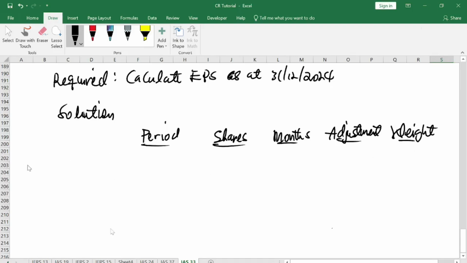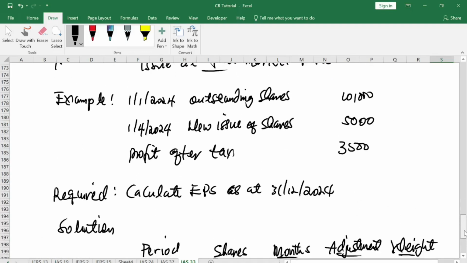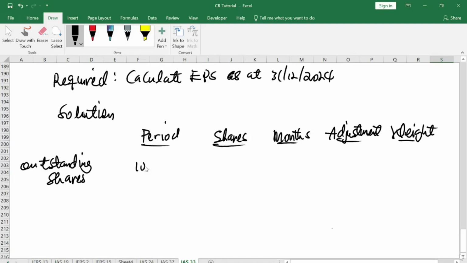You have your outstanding shares from the beginning of the accounting year. How much was your outstanding share from the question? The shares is 10,000. Here should go the period. The date is 1st January 2024, and the number of shares is 10,000. Ordinarily, if you don't have any share issued, this share will travel from 1st January 2024 to 31st December 2024, which is 12 months.